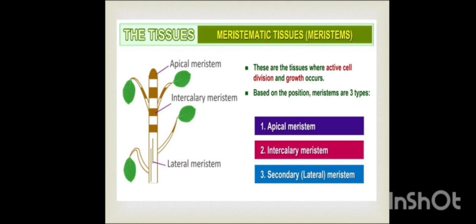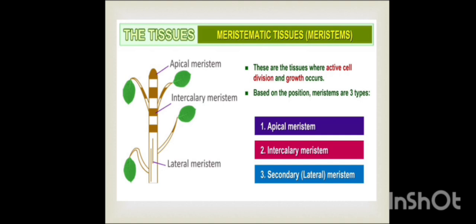The meristematic tissue was first observed in vascular plants. The scientist who first observed it was C. Nageli, who proposed the meristematic tissue in plants.